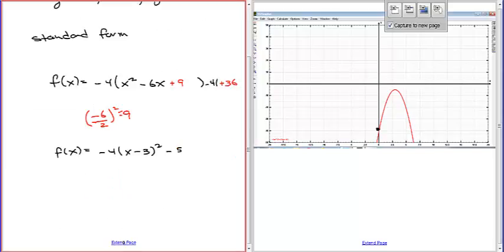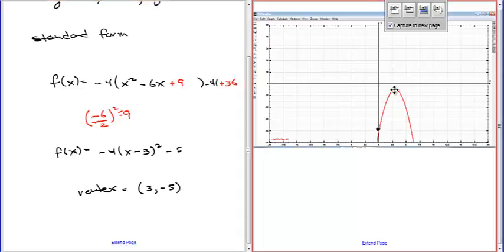So the vertex, which is x minus h. So h is positive 3, and y is equal to negative 5. So that's the vertex. So that's that point right here. So that point will be 3 comma negative 5. Okay, now because it's pointing downward, and you can know that from various reasons. One, because of the negative coefficient in front of the x squared term. Also because the y-intercept's down here.